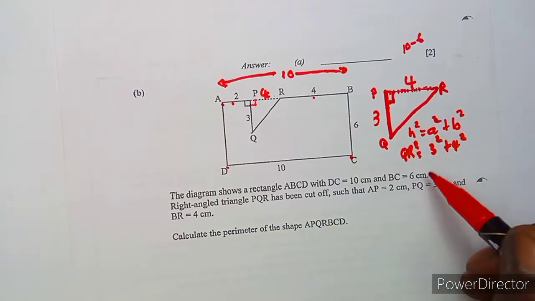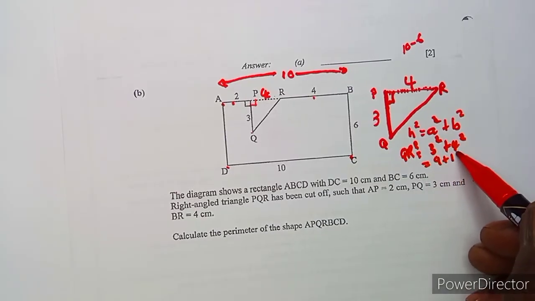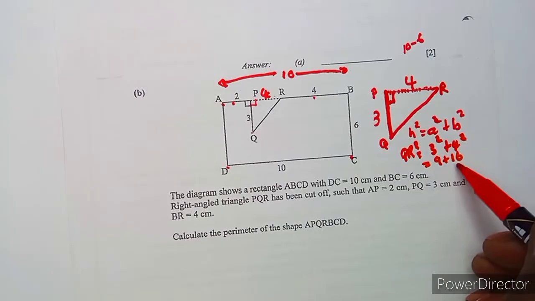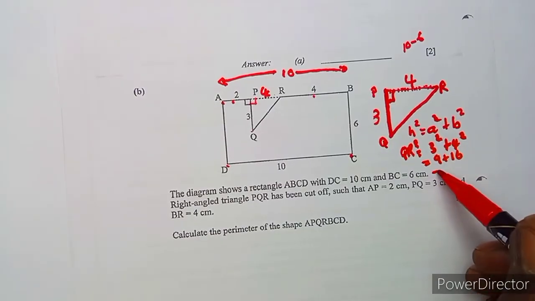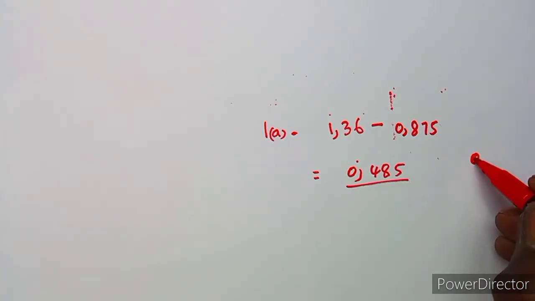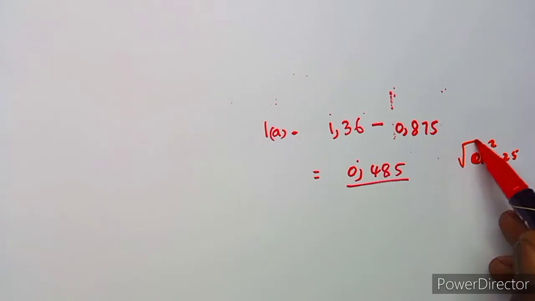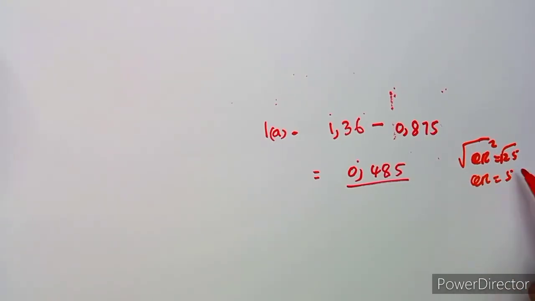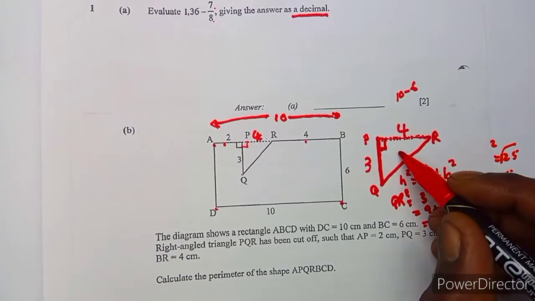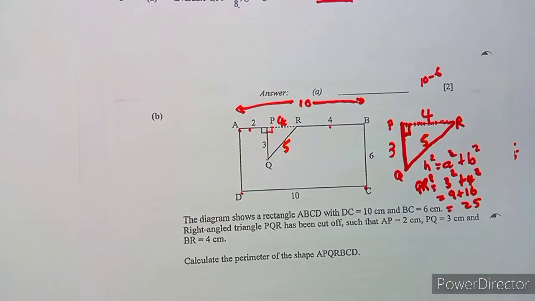But if you don't know that, then you have to apply your Pythagoras theorem. So this is going to be 9 plus 16, okay? 3 squared, that's 9, 4 squared, 16, and 9 plus 16, which is 25. So it means QR squared is equal to 25. What is the value of QR? Introduce the square root on both sides. So that means our QR is 5. So that means here we've got 5. Here from Q to R, this is 5.